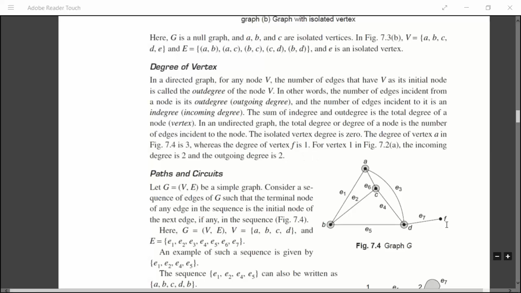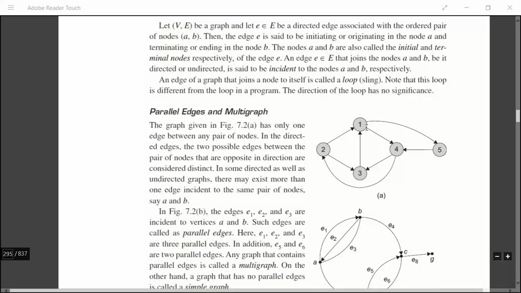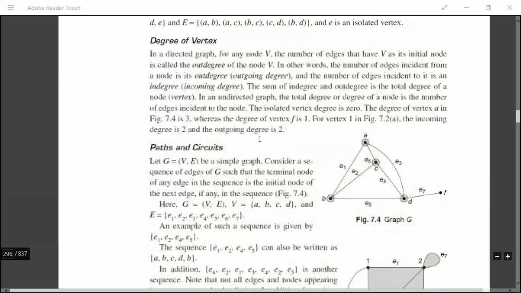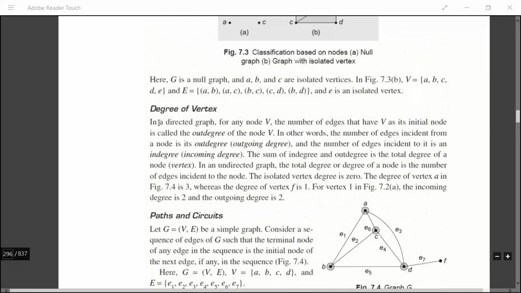Whereas the degree of F is 1, because only one edge includes the point F. So the degree of vertex F is 1. And vertex 1 we have already seen in this map: the in degree is 2 and the out degree is also 2. So this is all about the degree of a vertex. If a question comes on the degree of a vertex, you have to specify how the degree is calculated in a directed graph and in an undirected graph. In a directed graph, you have to tell what the out degree and in degree are, and the combination of these two will form the degree.